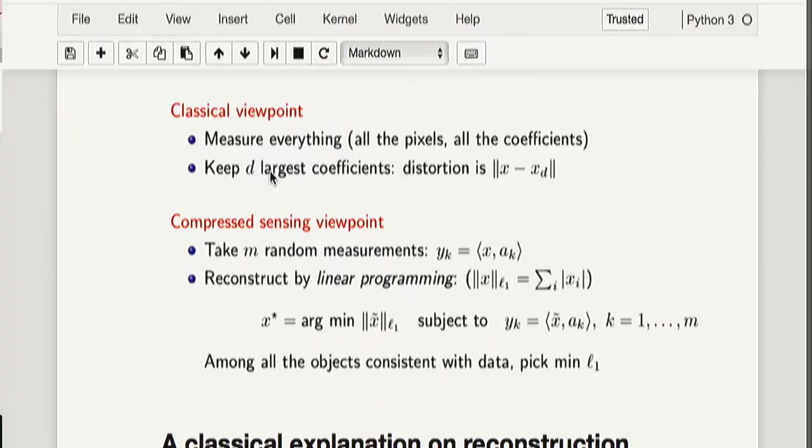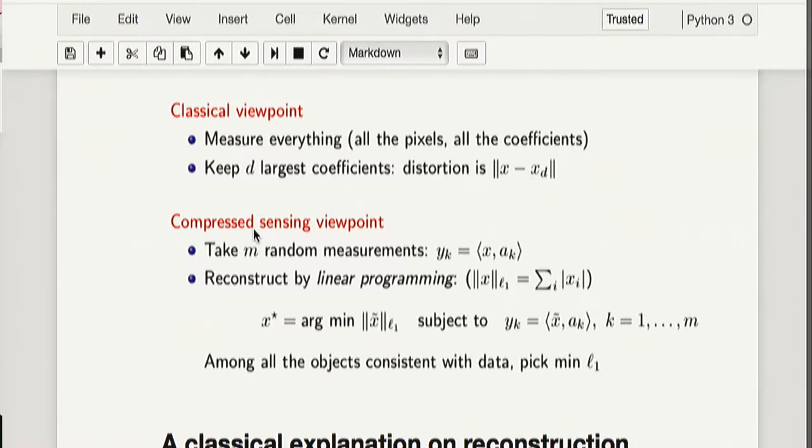So in the classical point of view, when you were doing the acquisition of the signal, the discretization of the signal, and the compression of the signal, you had to measure everything, all the pixels and all the coefficients of the signals. You had to keep the largest coefficients, trying to keep the distortion as low as possible. That was the classical point of view.